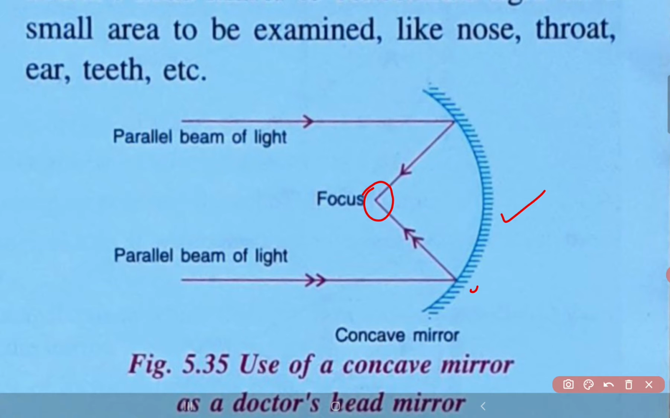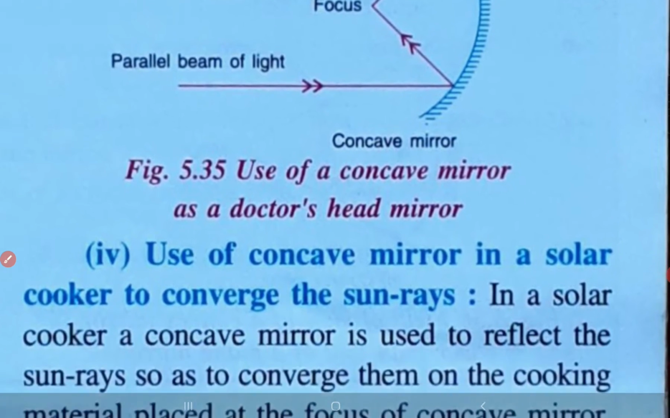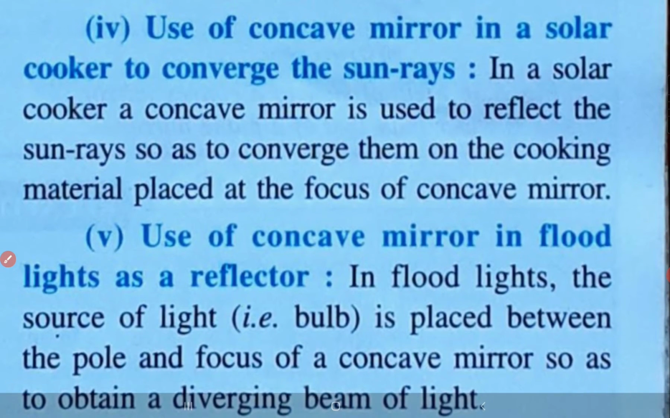So going to the next use, the next use is use of concave mirror in a solar cooker to converge the sun rays. Probably you have studied solar cooker in geography, or you might study solar cookers in EVS in your higher classes.